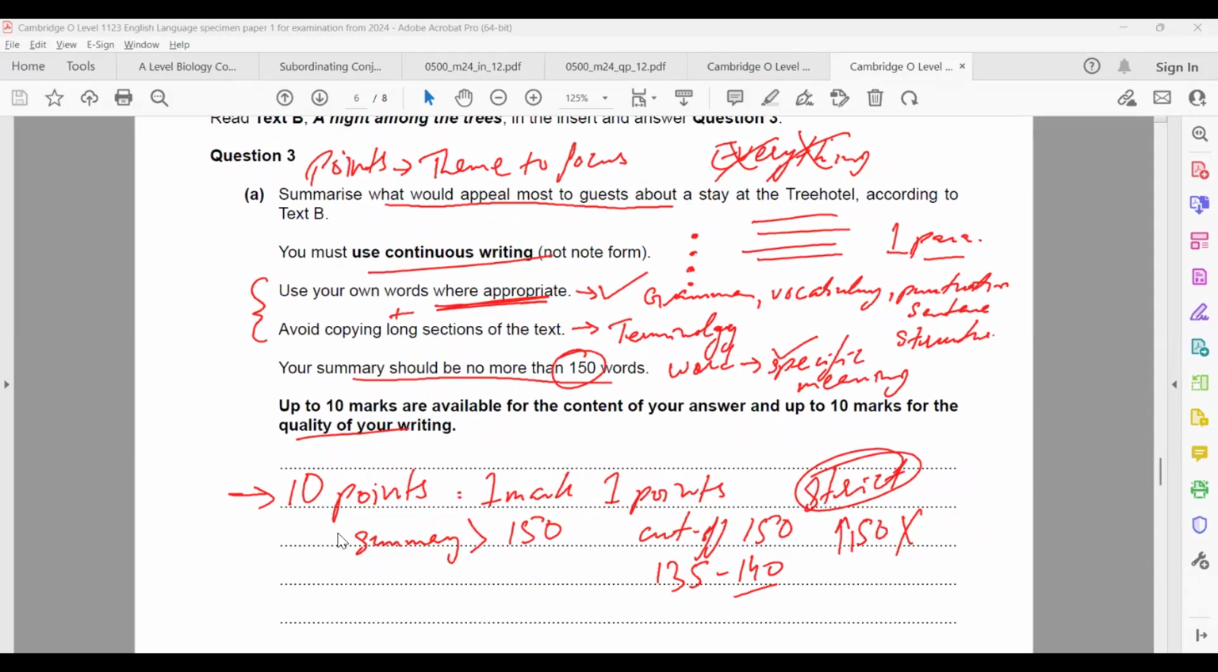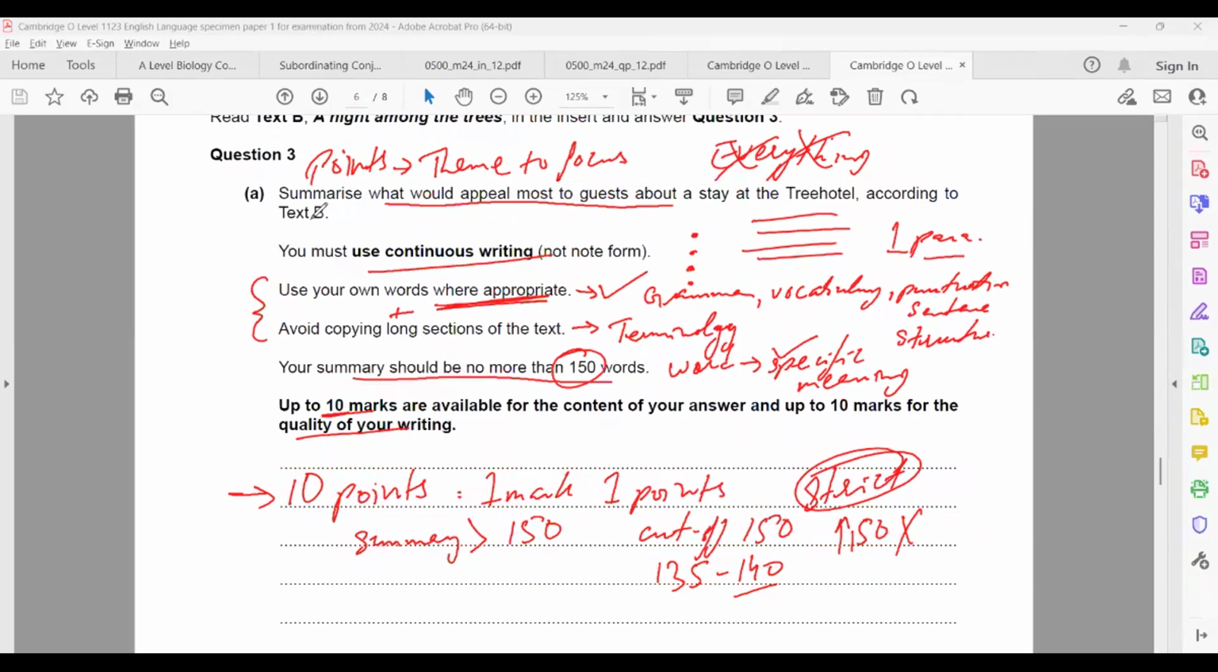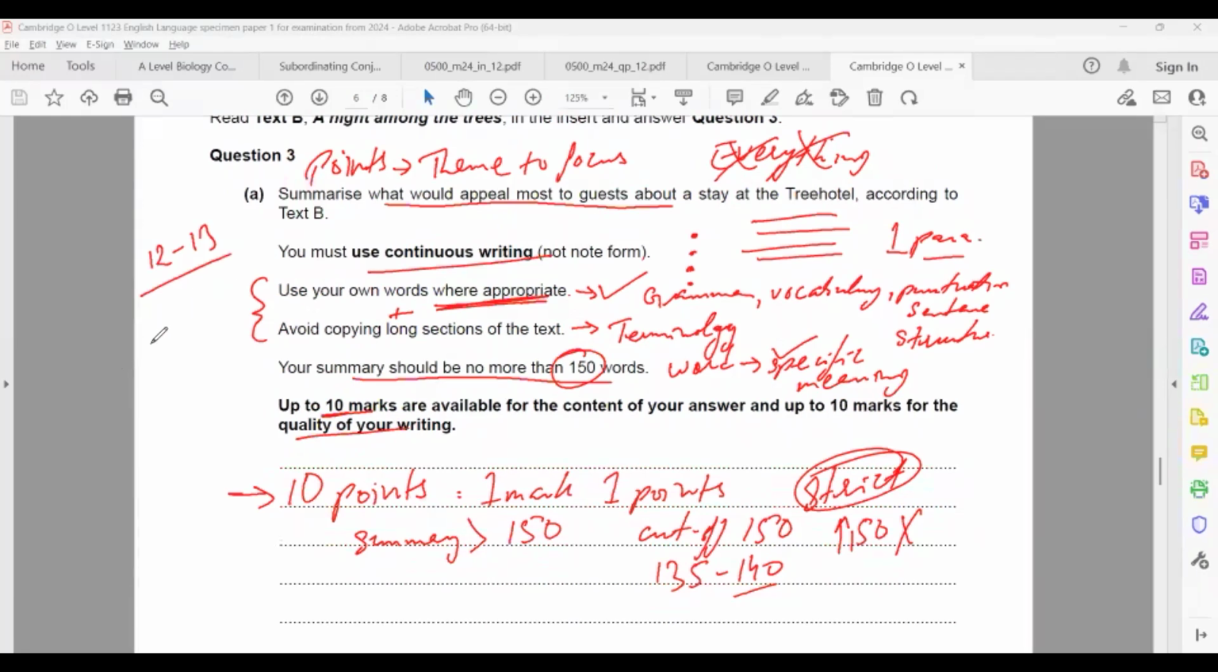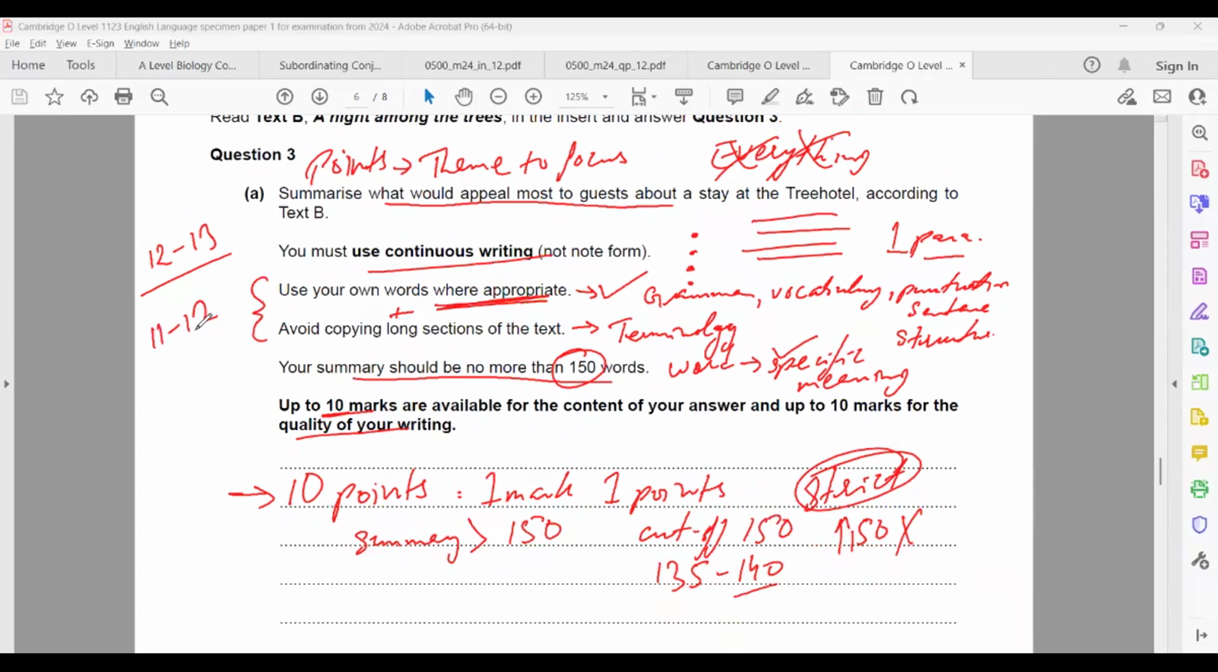Also, when they're asking for 10, the examiner has the mark scheme, obviously, and for the previous sessions it's available online and you can check it. You will see that there will be somewhere around 12 to 13 points available, right? So any 10 of them will do. But when you're reading the text, if you're able to find more than 10, write 11 to 12, because there will be 11 to 12 points when they're asking for 10.